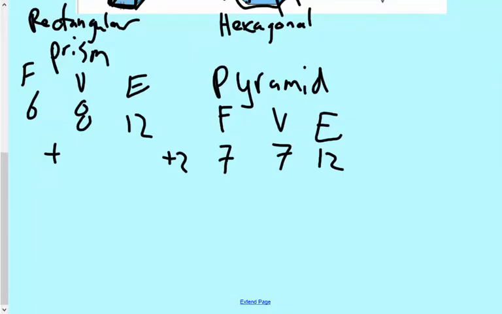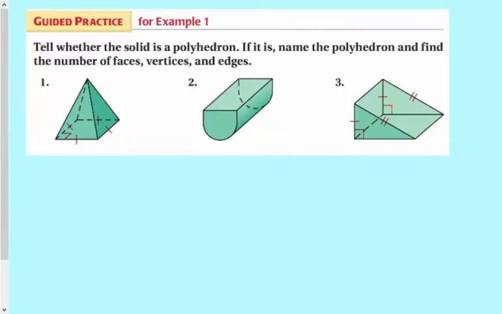So 7 plus 7 is 14. Edges plus 2 is 14. So there you go. And then there's just a couple other sample problems here. This one's no because of this curved shape there. This here we have number 1, we have a square pyramid. And be as specific as you can.